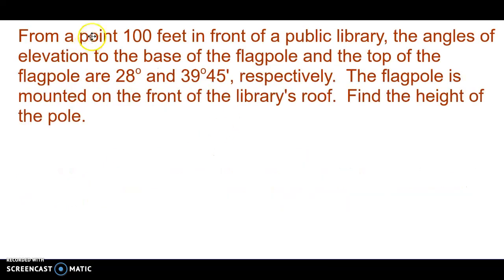All right, so it says from a point 100 feet in front of a public library, the angles of elevation to the base of the flagpole and the top of the flagpole are 28 degrees and 39 degrees 45 minutes, respectively. The pole is mounted on the front of the library's roof. Find the height of the pole.